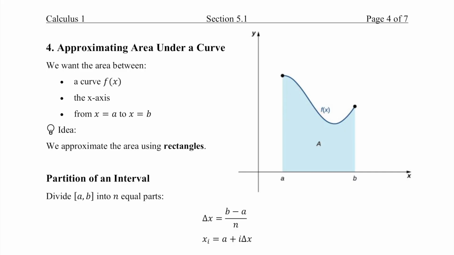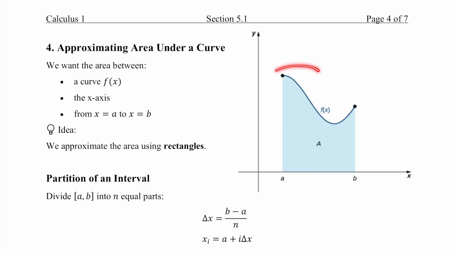Now, here's the main idea. We approximate the area using rectangles. Instead of trying to find the exact curved area right away, we break it into simple shapes, rectangles, that are easier to calculate. Then we add up the areas of those rectangles.